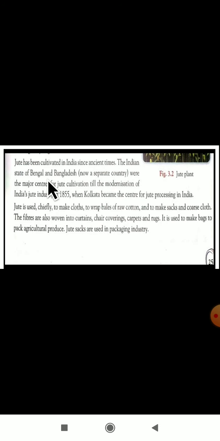The Indian state of Bengal and Bangladesh were the major centers for jute cultivation till the modernization of India's jute industry in 1855. Dear students, Bengal and Bangladesh were states of India in ancient times, though they are now separate countries. They were the major centers where they used to cultivate jute, till the modernization of India's jute industry in 1855, when Kolkata became the center of jute processing in India.